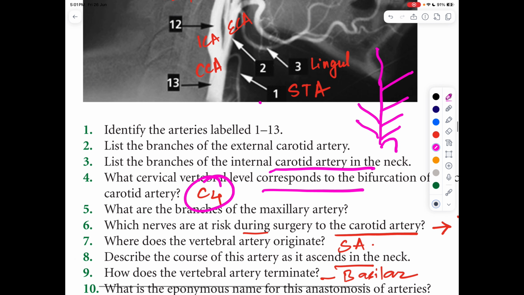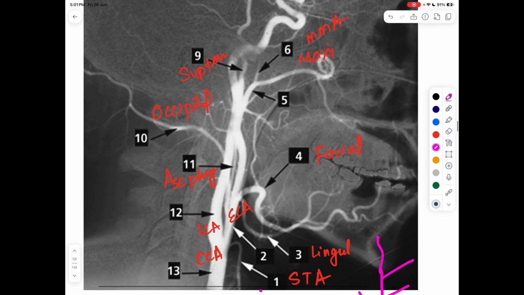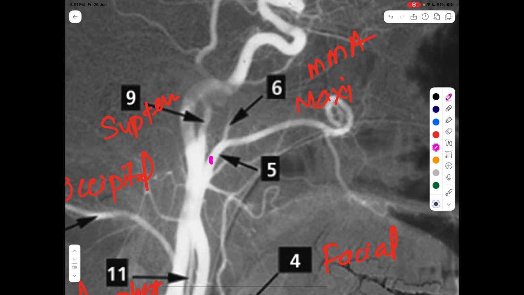Branches of the maxillary artery. Again, this is a very long artery and has many branches. The maxillary artery divides into three parts. If you see, this is the maxillary artery. The first part is inferior to the lateral pterygoid muscle, with five branches. The middle meningeal is a branch of the first part and is one of the five branches: deep auricular, anterior tympanic, accessory meningeal and inferior alveolar. The second part is behind the lateral pterygoid.